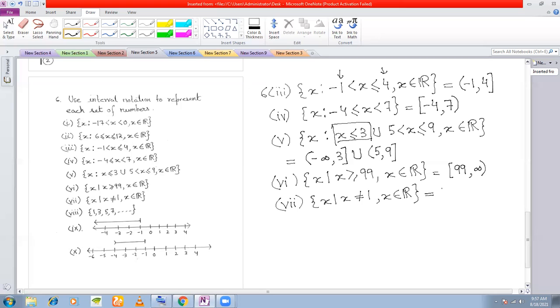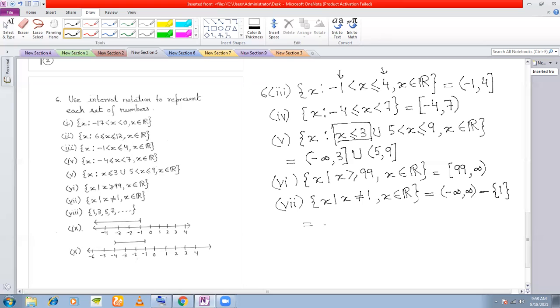The first way is, see, R is nothing but minus infinity to infinity. This set is minus infinity to infinity. And from this, because x cannot take the value 1, I will remove the singleton set 1. This is one way of representing.